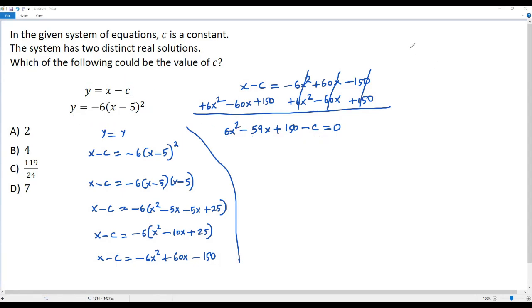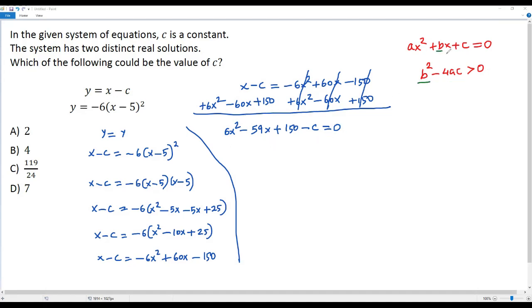Okay, let me consider a quadratic equation in standard form, that is ax square plus bx plus c equals 0. When we have a quadratic equation in standard form, and also the equation has two distinct real solutions, then the value of the discriminant b square minus 4ac must be greater than 0. Okay, here this quadratic equation is in standard form, and also it has two distinct real solutions. Then the value of the discriminant b square minus 4ac for this quadratic equation will be greater than 0.